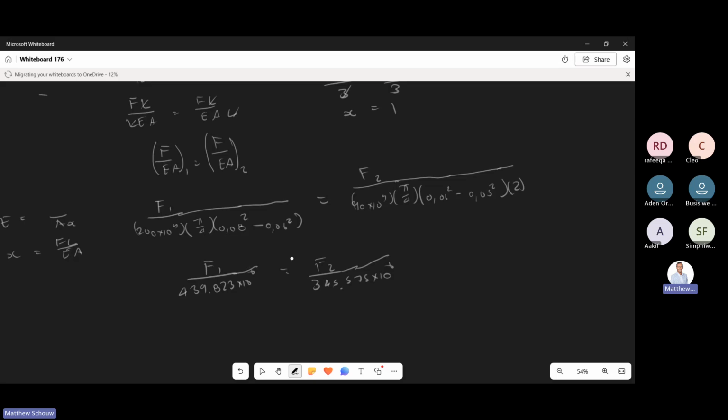You can decide which one you want to do. So let's say you're at times the 439 on this side. Cross multiply, man. Just cross multiply this on the side. So I want F1 equals some number times F2. Are you guys with me? Okay, so find that number.